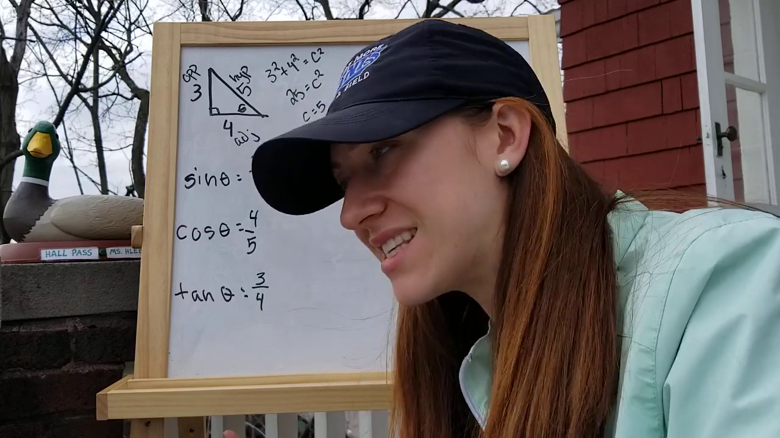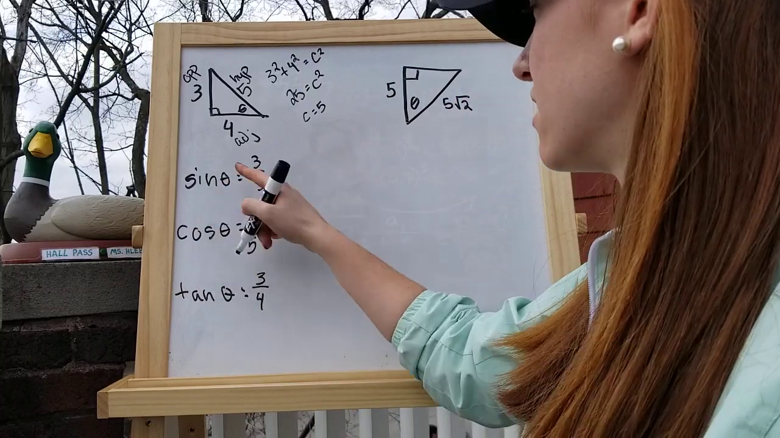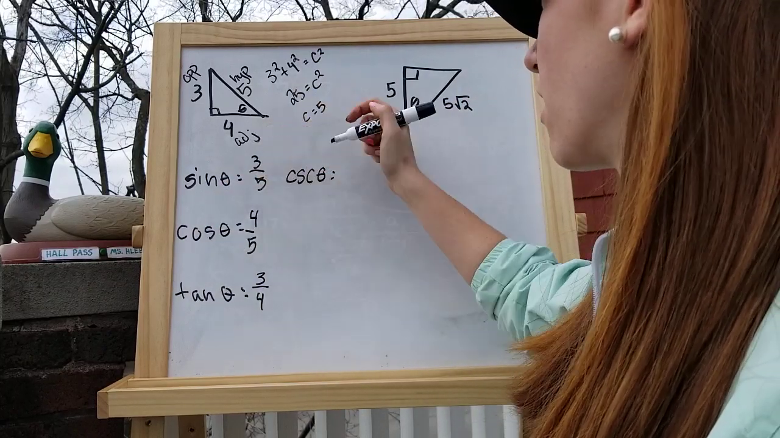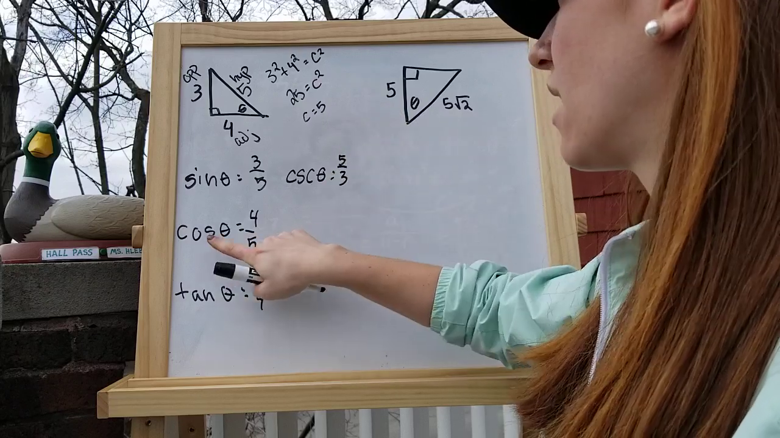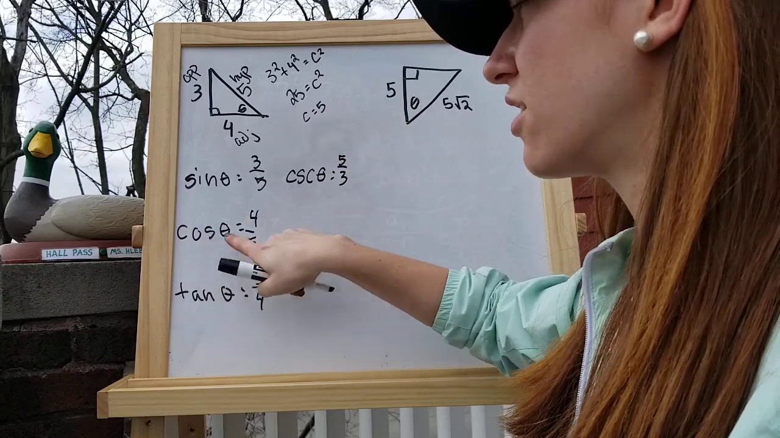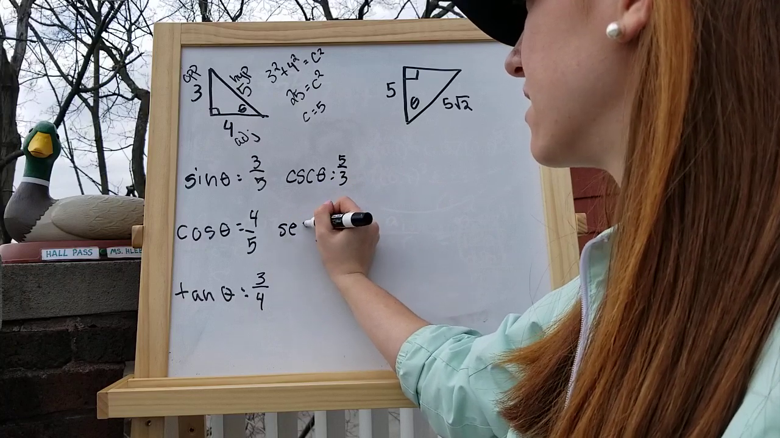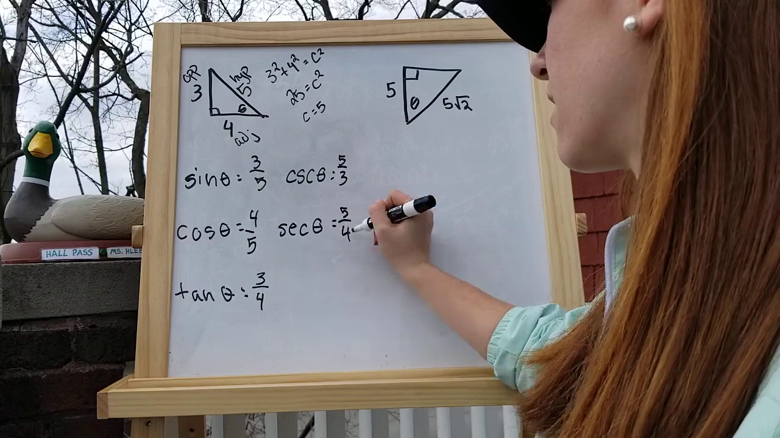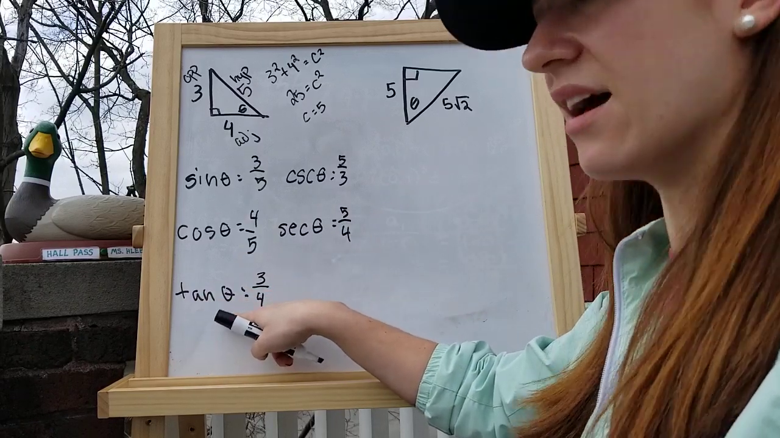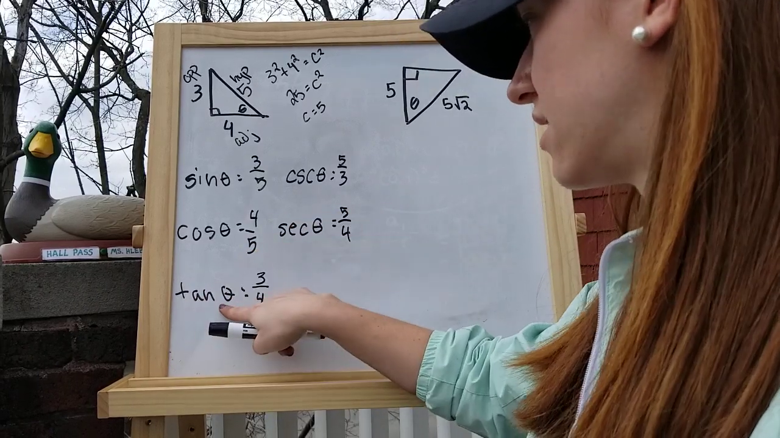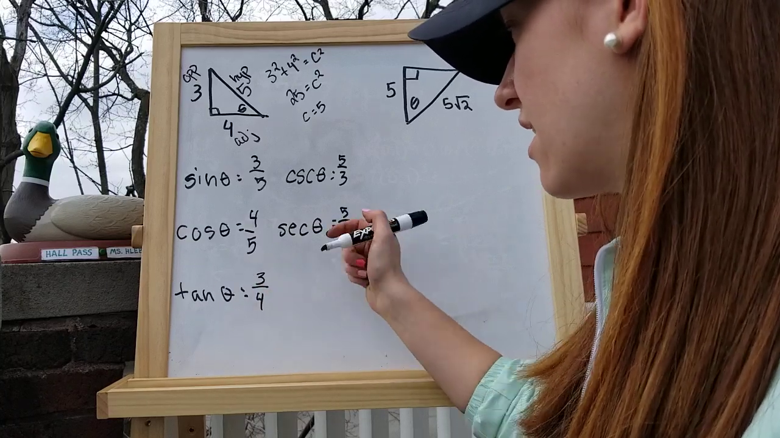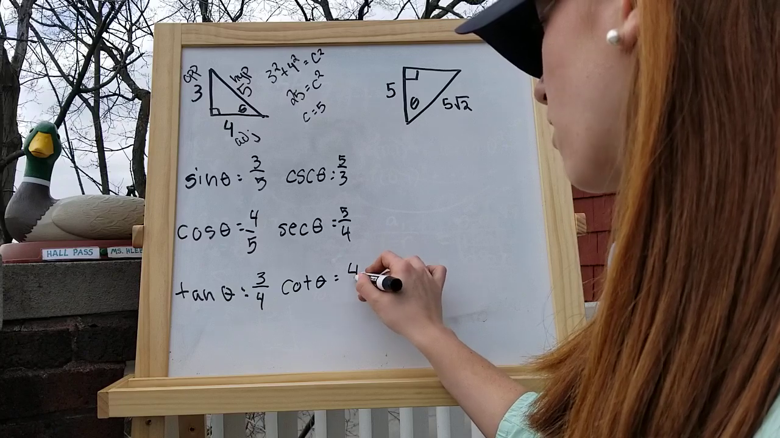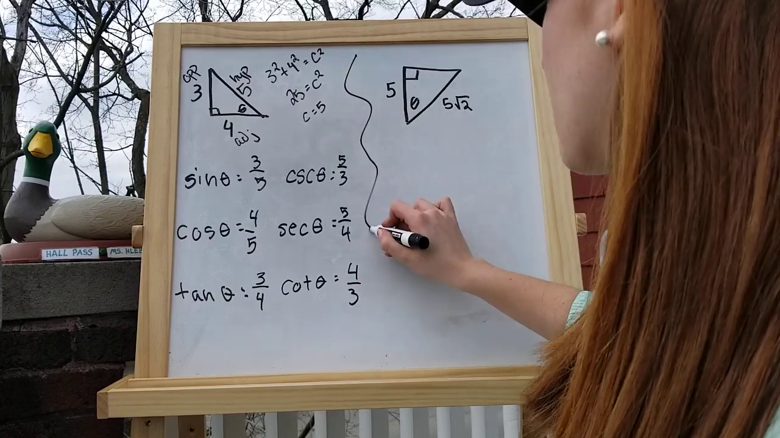And then I need to remember which trig functions go with which ones. What's the reciprocal of sine? That would be cosecant. Cosecant of theta equals 5/3. So cosine goes with secant, SEC, and that's going to be 5/4. And then tangent of theta is 3/4, so the cotangent, COT, equals 4/3. Alright, so that's example 1.